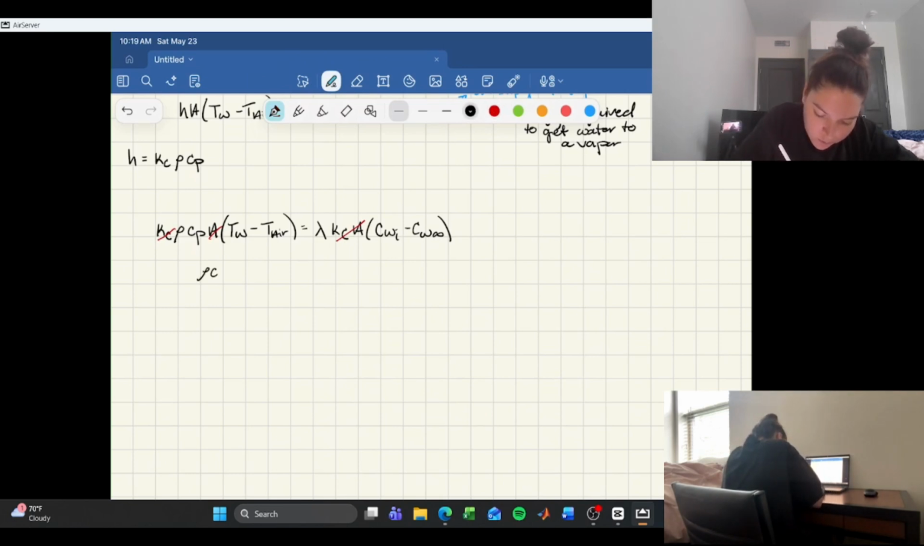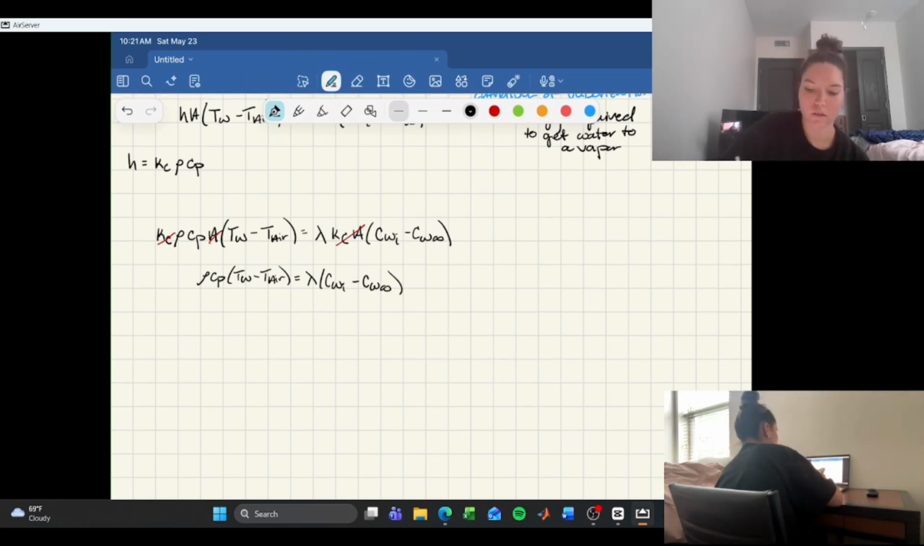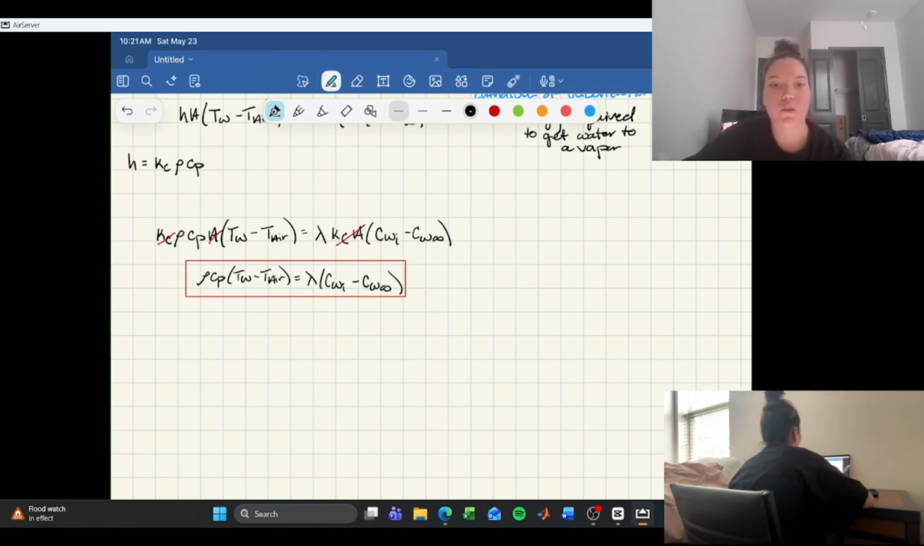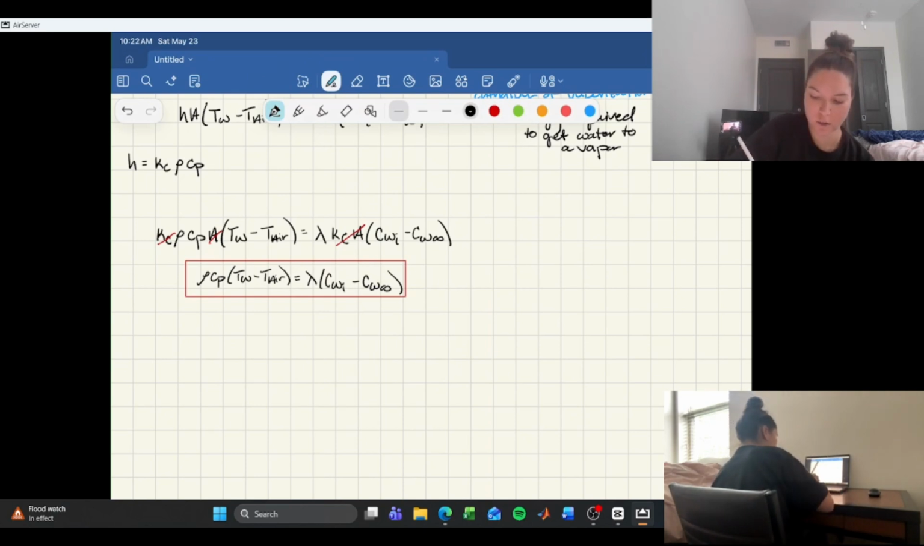That density times heat capacity times the temperature of water minus the temperature of air will be equal to the enthalpy of vaporization times the change in concentration of water at the interface minus the concentration of water at infinity. So here's our final equation for how we can solve problems using a heat and mass transfer relationship, and solving problems that include both heat and mass transfer. And this is for evaporative cooling.